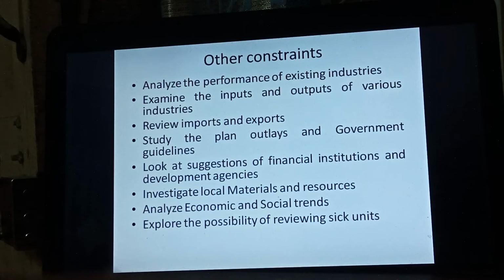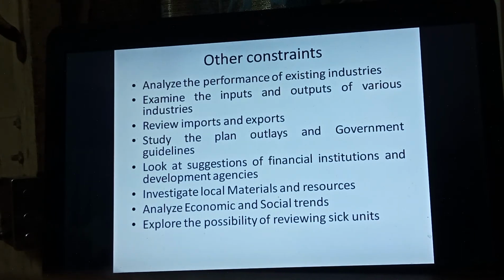So what kind of guidelines are prevalent these days, that we will have to consider. Look at the suggestions of financial institutions and development agencies. Many times financial institutions are interested to finance a particular project, that we should also consider. Investigate local materials and resources. Suppose a raw material is available in a particular area, so we should promote that industry. Suppose in Rajasthan, in a particular area in Chittorgarh, the raw material related to cement manufacturing is easily available. So in Chittor there are so many cement industries.